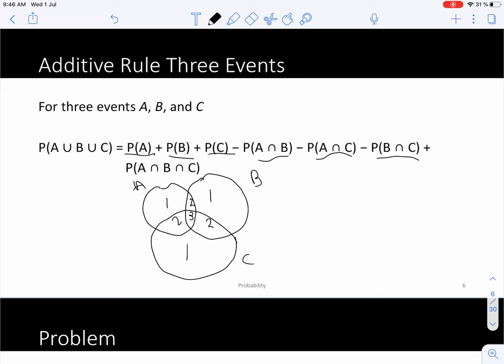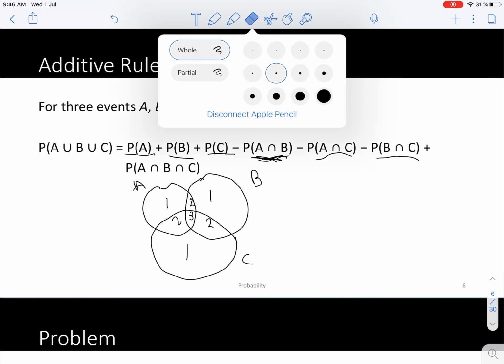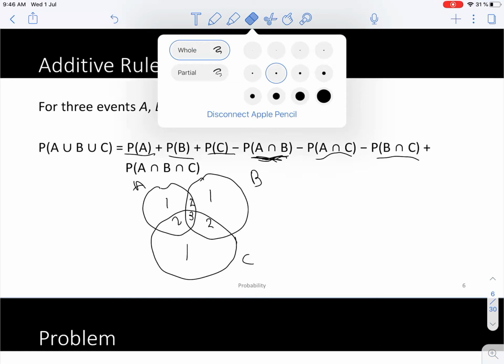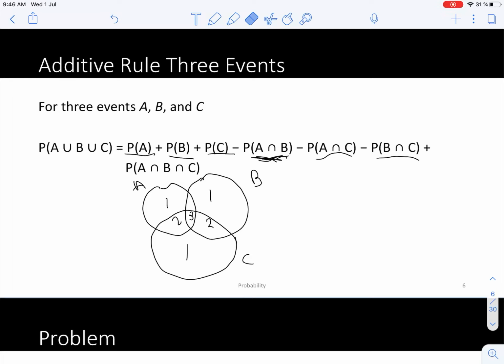At the end, we only want the number 1 in each region. So that's why we start removing. The first removal is A intersection B. When we remove A intersection B, this one is going to be 1. I need a smaller eraser. Okay, let's see if this works. Alright, so instead of 2 we have 1, and instead of 3 we have 2. So this is 1, and this one is 2, because we're removing A intersection B.